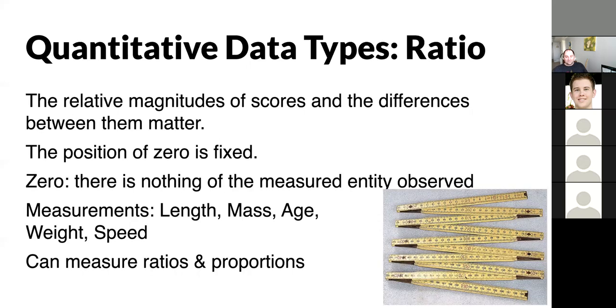Ratio data types, in contrast, are where the relative magnitude of scores and the differences between them matter. The position of zero is fixed, so zero has meaning: there's nothing of the measured entity observed. For example, if I have a distance or length of zero, then there's simply nothing there. The same goes for a mass of zero or an age of zero. Weight or speed are other examples. Here I can measure ratios and proportions. Something being twice as far, twice as heavy, or twice as old is meaningful, because the zero point is meaningful.